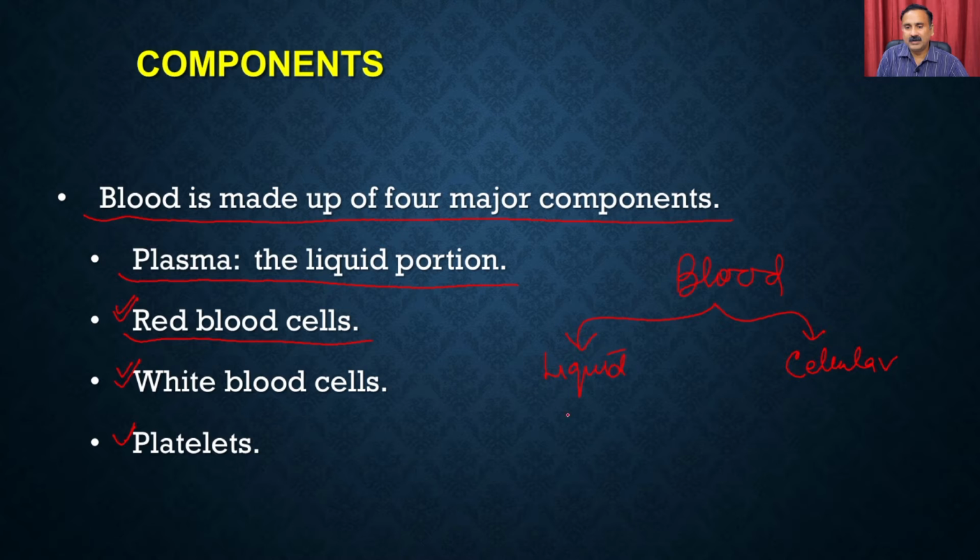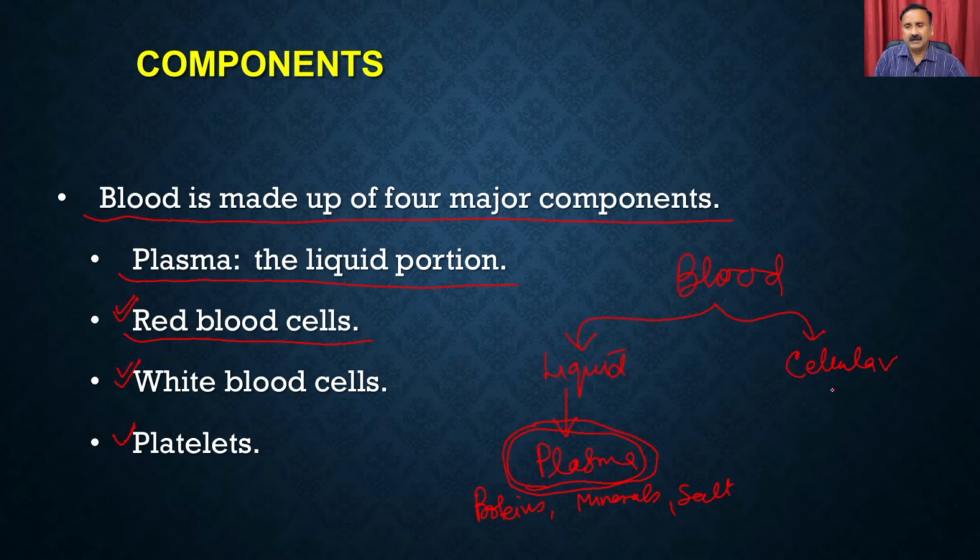In the liquid component, you are going to have the plasma. Plasma contains different types of proteins. It has minerals and salts, and the purpose of the plasma is that it provides the medium for the cells to swim and to reach the different parts of the body, and the plasma also contributes to the distribution of the nutrients.